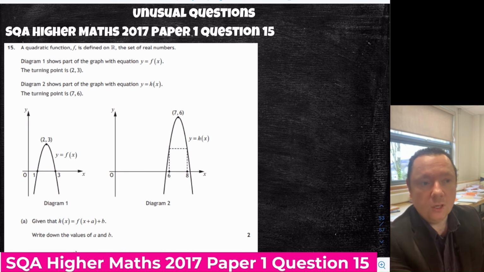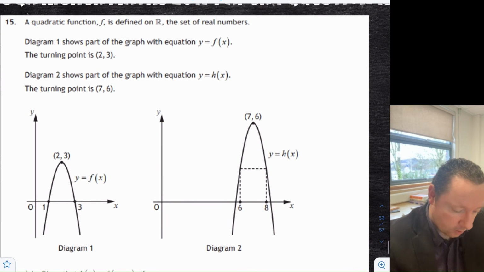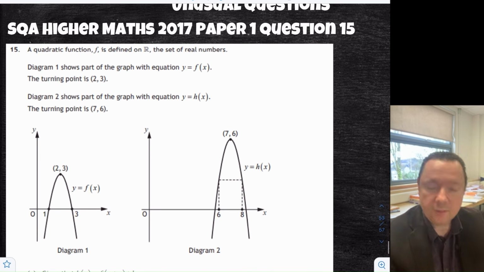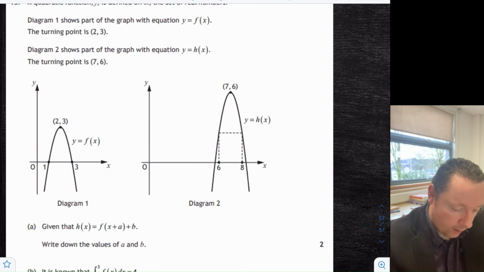The first one we're going to look at, just stuff that doesn't come up as often, is this one. A quadratic function is defined on a set of real numbers. This was 2017, paper 1, question 15. Diagram 1 shows the graph of y equals f of x with the turning point at 2, 3. And diagram 2 over here shows the graph of h of x, and the turning point is now 7, 6.